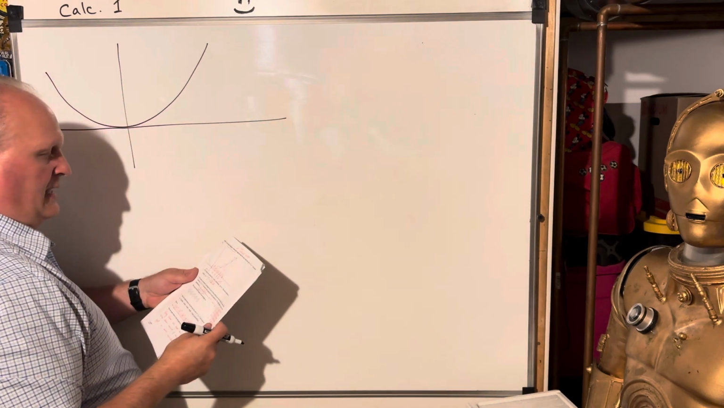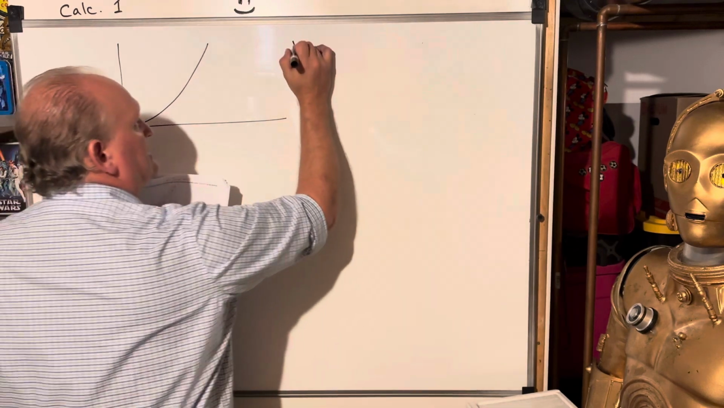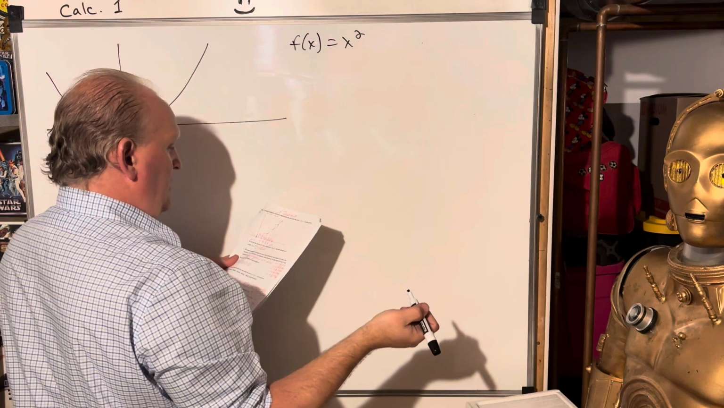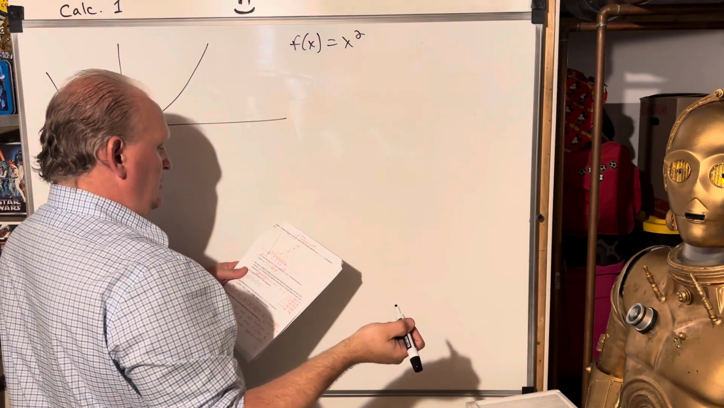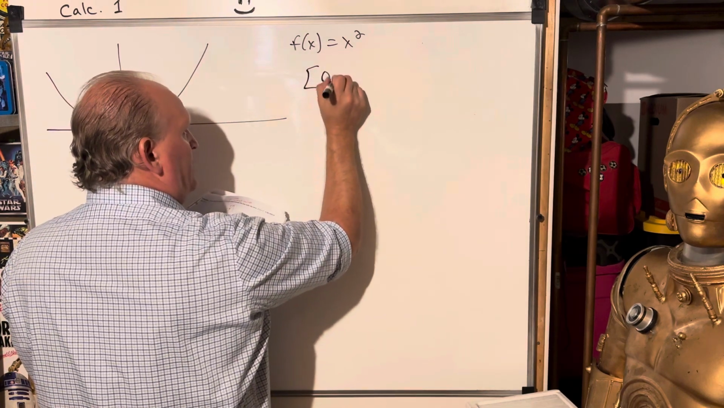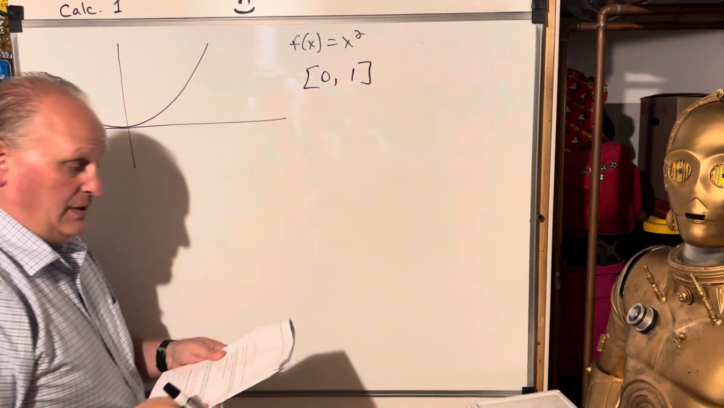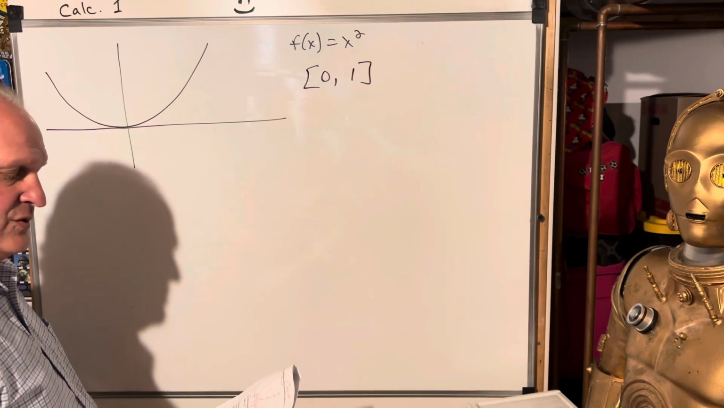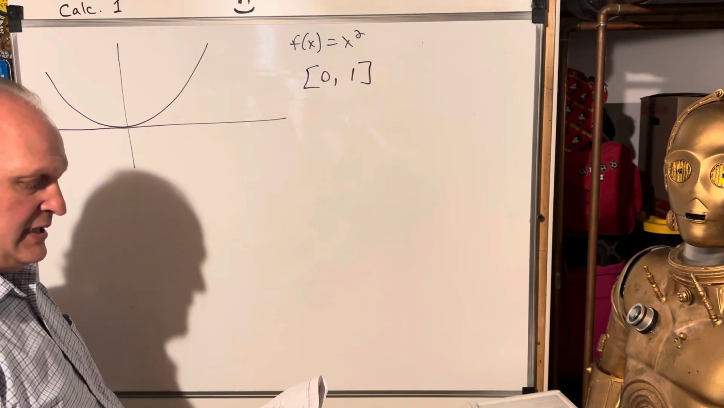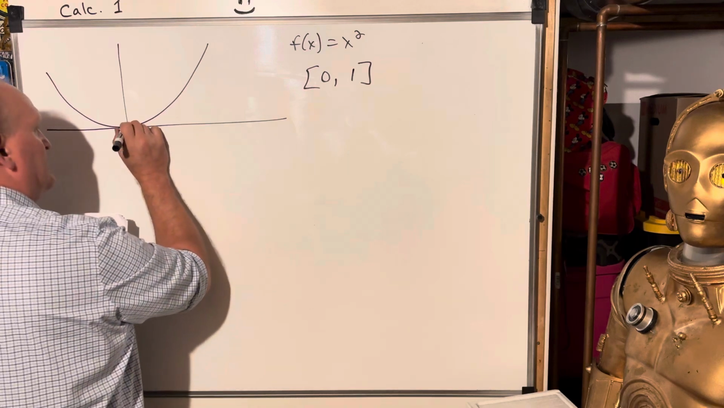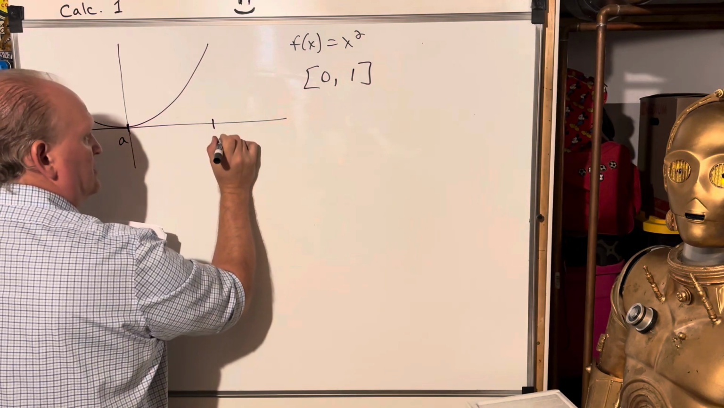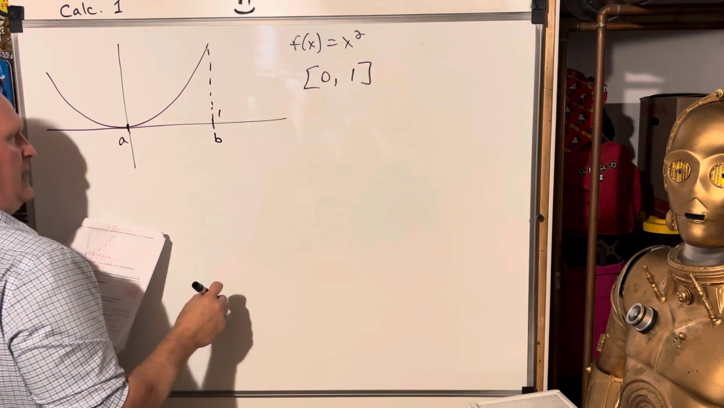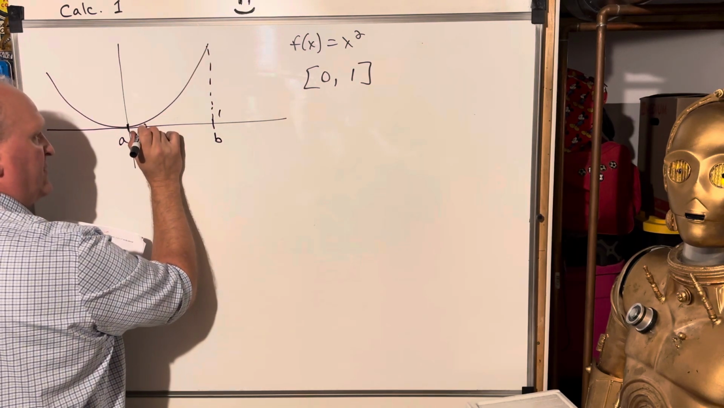And it says use the interval, so that f of x is x squared, and they want the interval from 0 to 1. And we divide 0 to 1 into n equals 5, so 5 sub-intervals. So what does that mean? That means this is A, there's 1, that is B. And now we want 5 sub-intervals, so 4 lines.